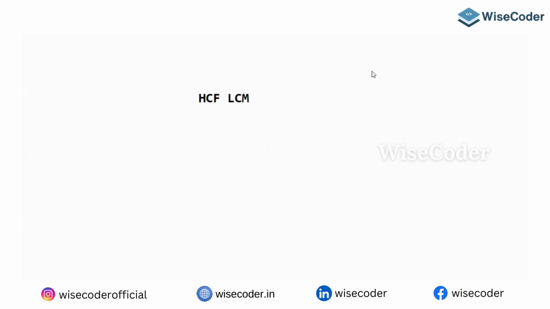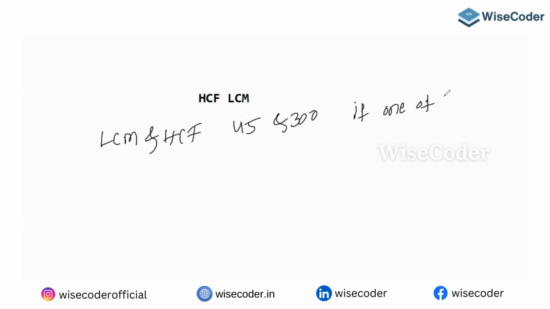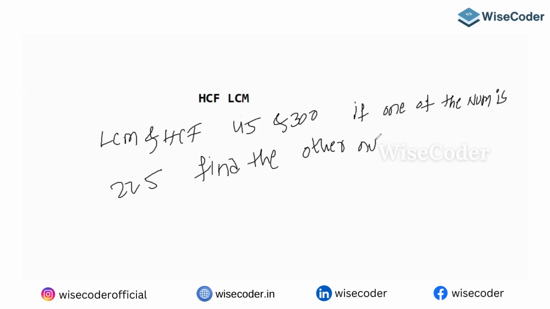Okay, we'll try to write down a question. So please write down a question. The LCM and HCF of two numbers is 45 and 300. If one of the numbers is 225, find the other number.